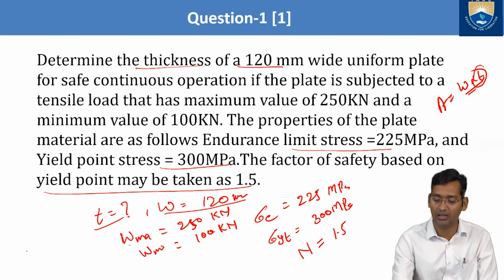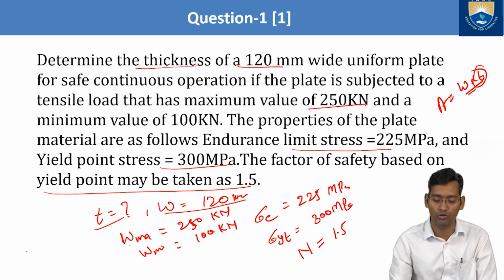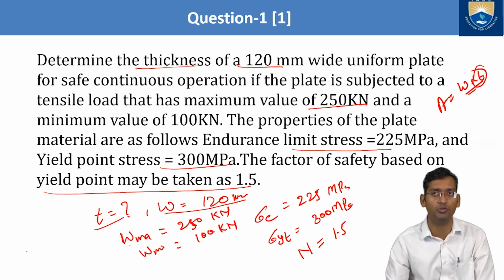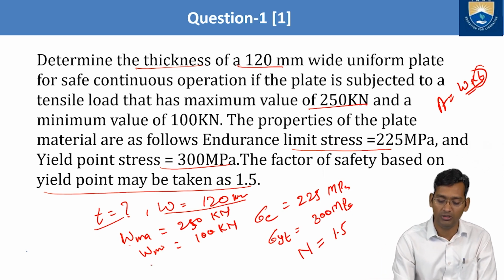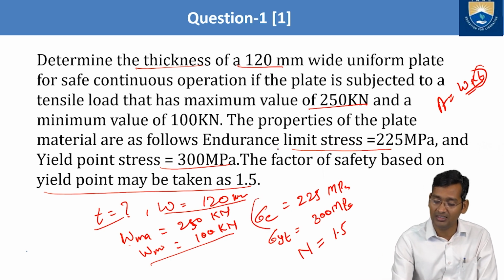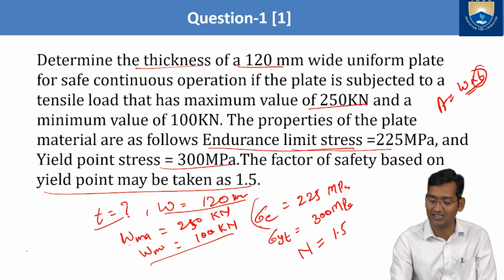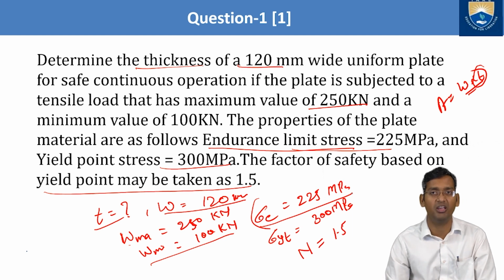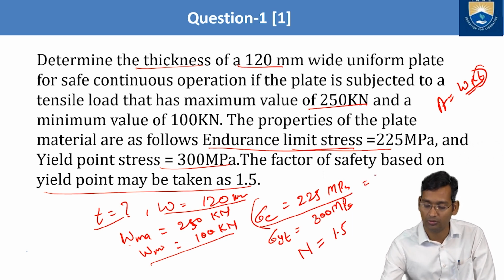W max is given here as 250 kilonewton, so you can write 250 into 10 to the power 3 Newton. W min is given as 100 kilonewton, that you can write as 100 into 10 to the power 3 Newton. Sigma E, the endurance limit stress, is given as 225 megapascal. Because it is Newton per mm square, the same you can write as 225 Newton per mm square.